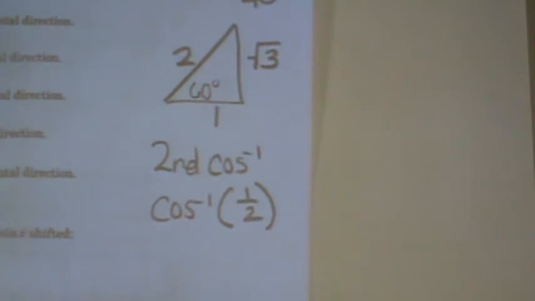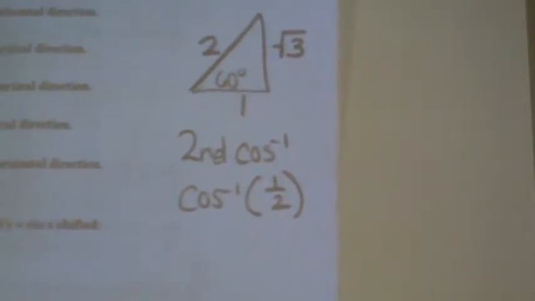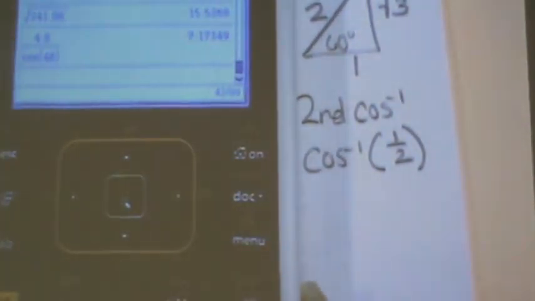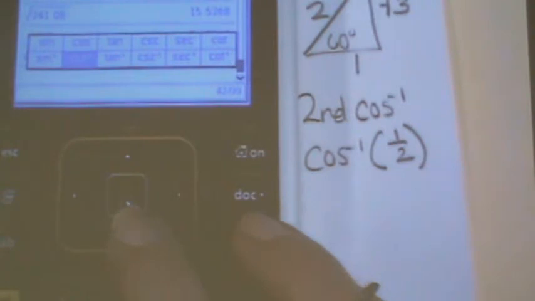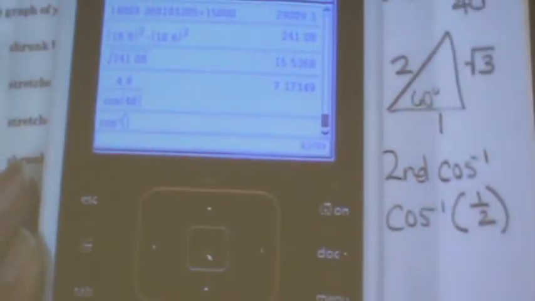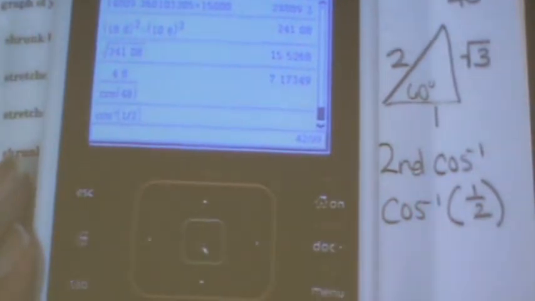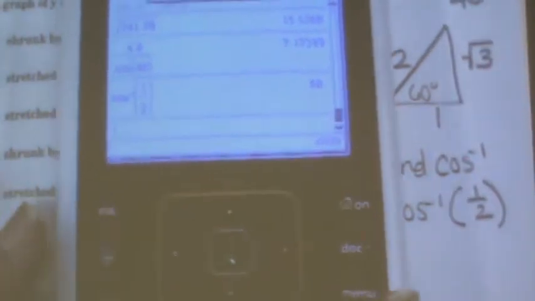Now, if you have a calculator, I would hit second cosine, or you hit cosine -1, whatever calculator you have, 1/2, and you'll get 60 degrees. So if you want to use your calculator. Do you guys know what I'm talking about? Yes. So do trig, cosine, you want that button right there. And then do 1 divided by 2, enter, and there's your 60.